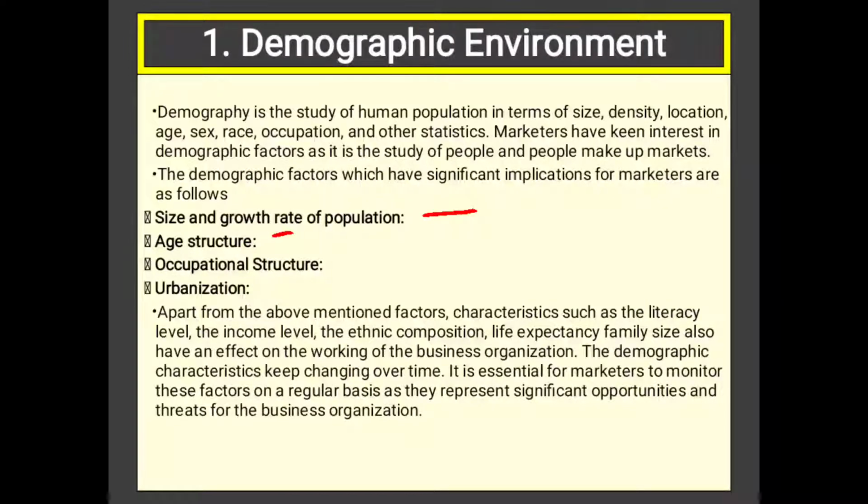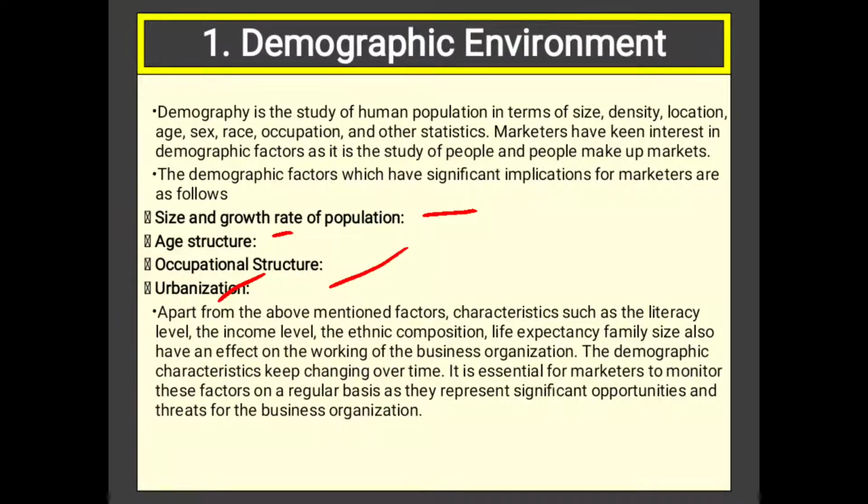Then occupational structure, what kind of occupation the people are having, whether government employees, self-employed or agriculture, that also has a lot of influence on your business. Then urbanization, so whether you are in a rural area, urban area, semi-urban, that is also a matter to be considered. So these are all related to the human beings. Apart from the above mentioned factors, characteristics such as the literacy level, the income level, ethnic composition, life expectancy, family size also have an effect on the working of the business organization.